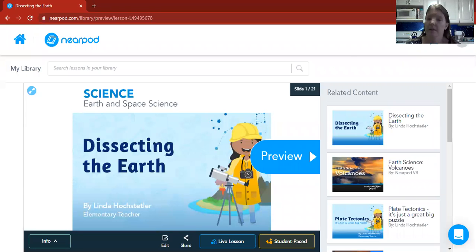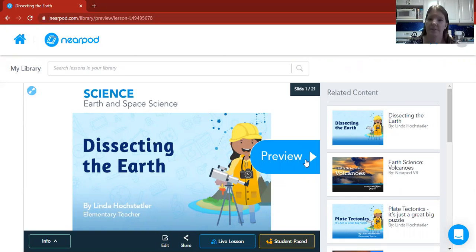So this week in science, we're going to be talking about layers of the Earth. Last week we talked about the different spheres of the Earth. We said that there are 4 spheres. This week we're going to identify the layers of the Earth, recognize them, and understand and recall some characteristics of those layers.